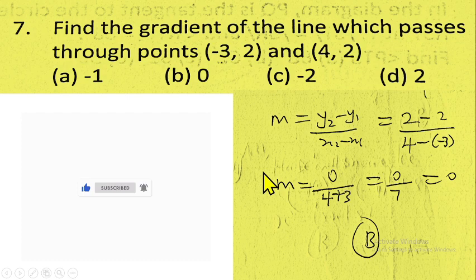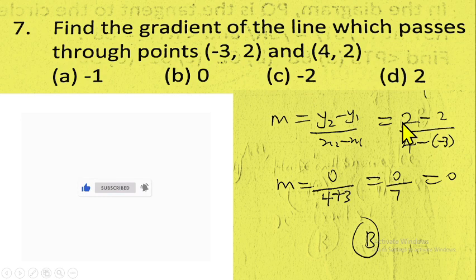We can use m is equal to y2 minus y1 over x2 minus x1, where m is the gradient. So from these two coordinates, you can get our y2, y1, x2, and x1. These are y2, these are y1, these are x2, these are x1. So we have 2 minus 2 over 4 minus minus 3.